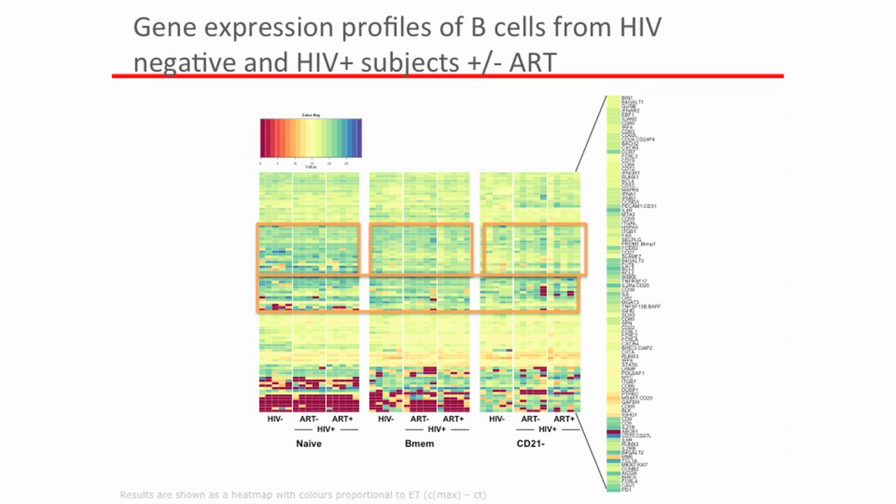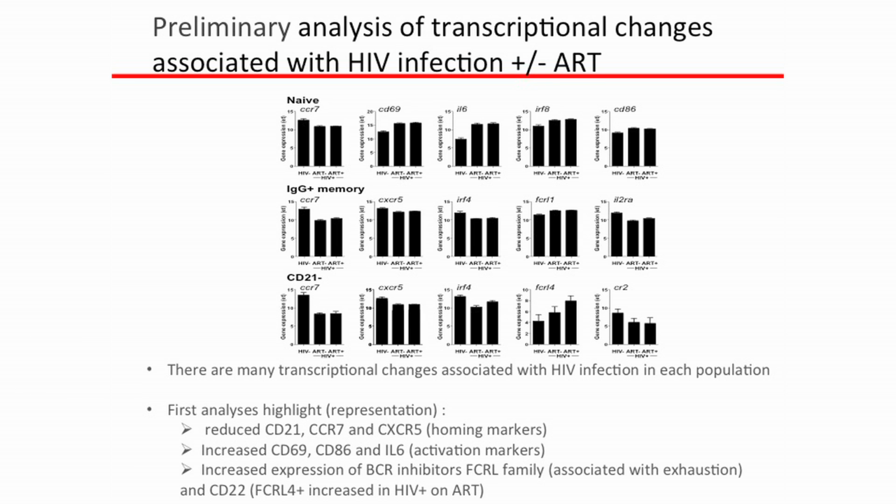But also, there are differences here within the HIV group, between those individuals that are not on therapy and those individuals that are off therapy. So we've just started to analyze a lot of this data, and there are many transcriptional changes associated with HIV infection in each of these populations. The first analysis highlights, and this is just a representation, reduced homing markers, such as CD21, which we know because it's a CD21 negative population, CCR7, which is important for homing to the lymph node, and CXCR5, which is important once you get to the lymph node. There's an increase in CD69, CD86, and IL-6 receptor activation markers.